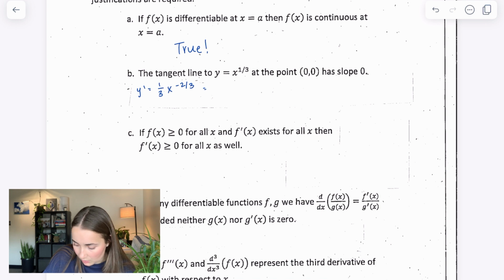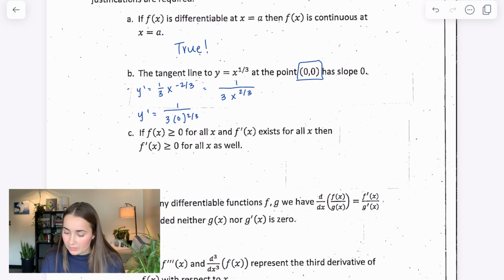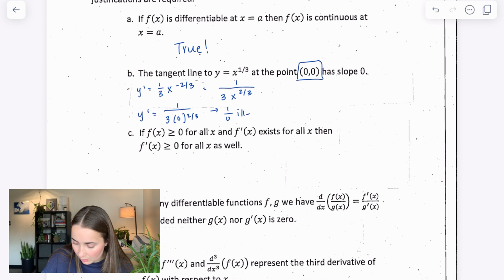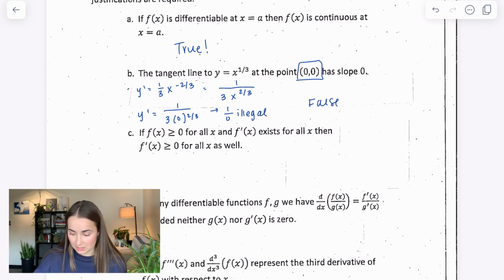And I'm going to go ahead and rewrite that because I can bring that x to the negative 2/3 to the denominator, and that makes it positive. Now what we want to do is plug in our value of 0, 0. So we get y prime is equal to 1 over 3 times 0 to the 2/3. Now, if we look at this, we get 1 divided by 0, which is super illegal. So this one is going to be false because actually the slope is just going to be undefined. So we have a false statement right there.